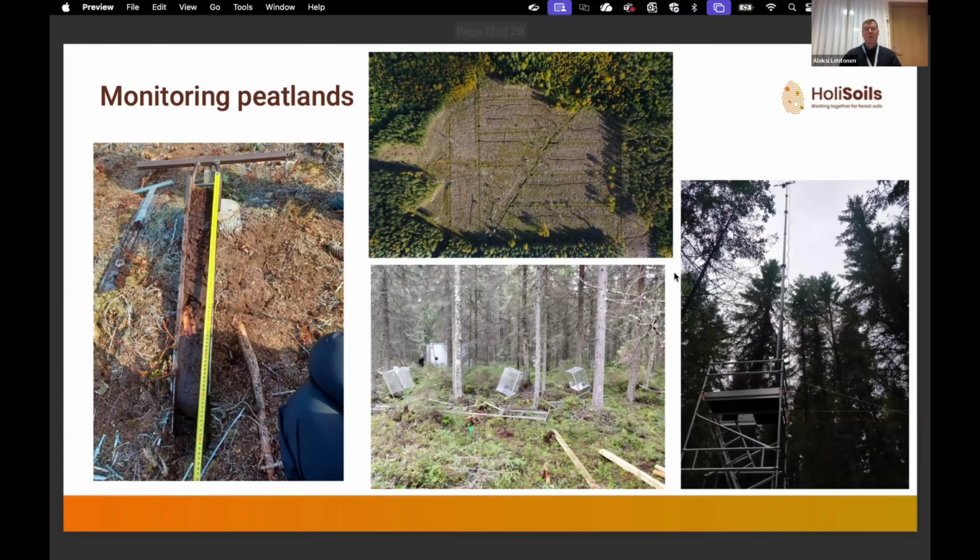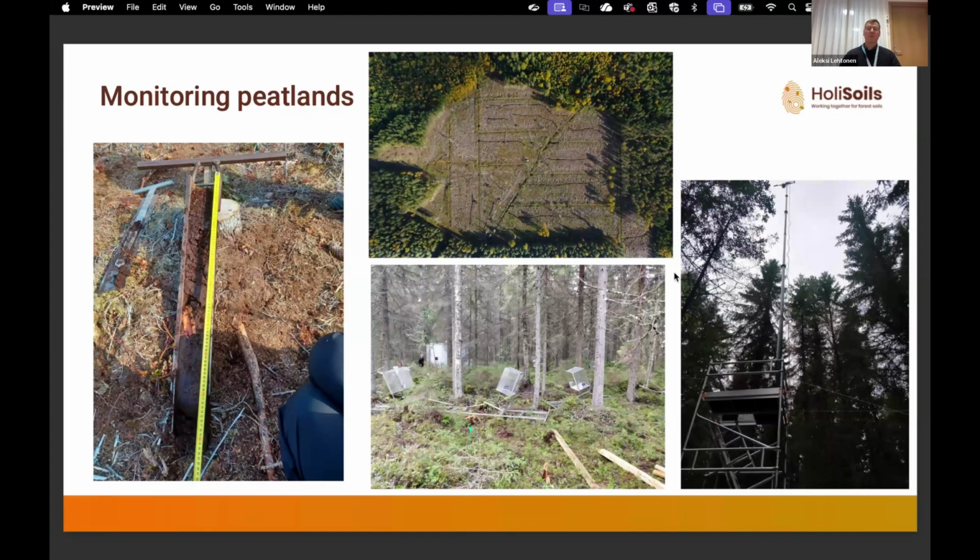And here in the middle below, you can see the automatic chambers that we are using to have a high temporal coverage. On top, you can see an aerial photo of our clear cut. And on the right-hand side, you can see the Finnish Meteorological Institute eddy covariance tower in a forested area of the peatland that we are monitoring.